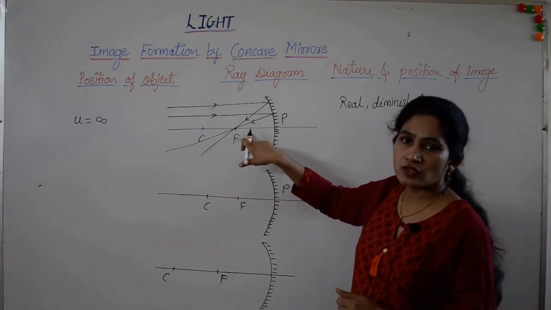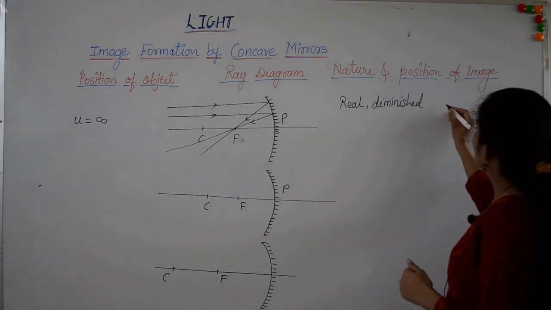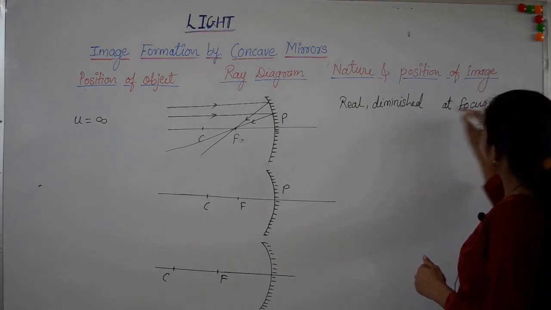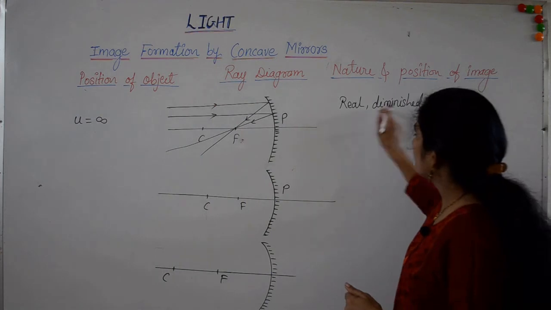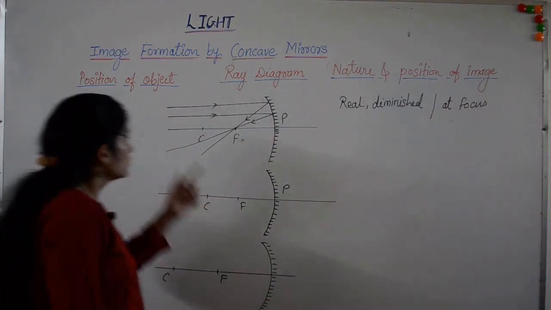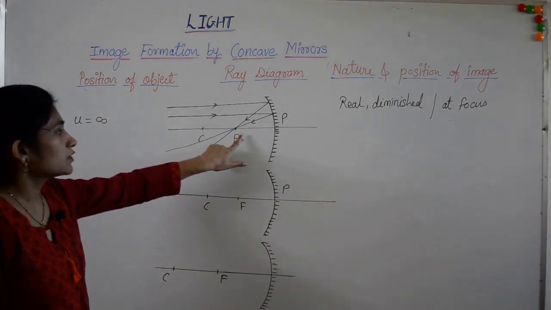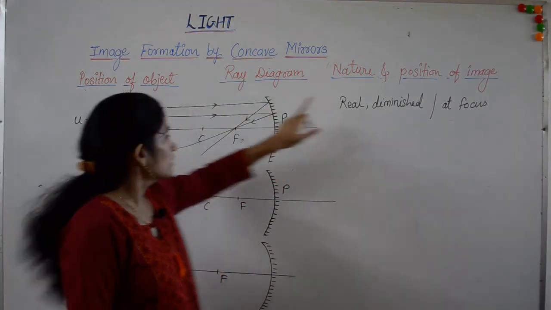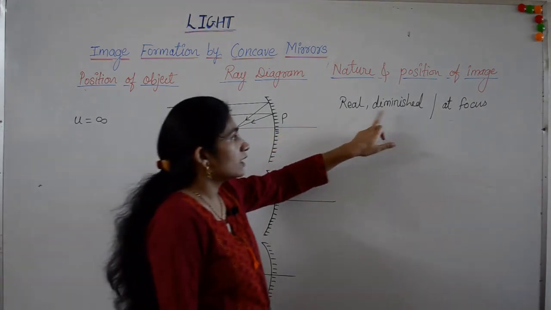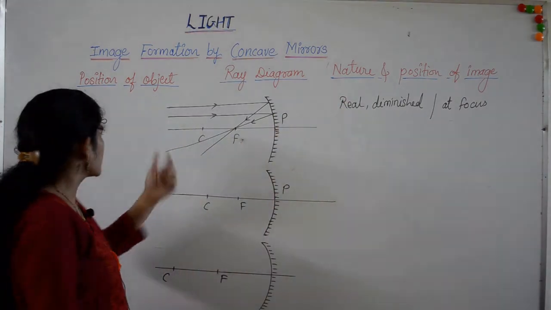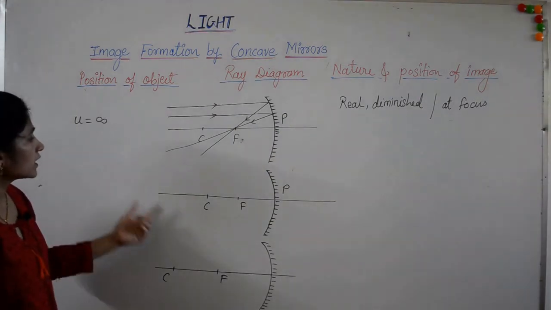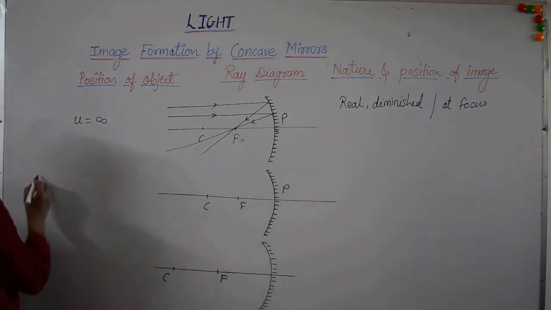So the image is real and diminished. What is the position of the image? It is formed at the focus. The image is real, diminished, and it forms at the focus. So when the object is at infinity, the image is formed at the focus. It is real because the reflected rays directly meet here, they converge. It is diminished, means very small as compared to the size of the object, and it forms at the focus.